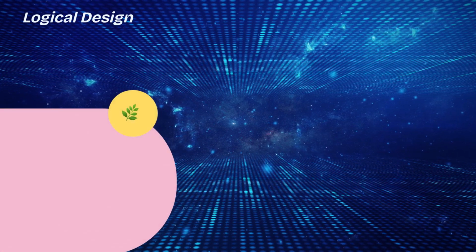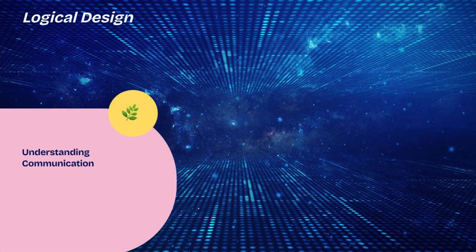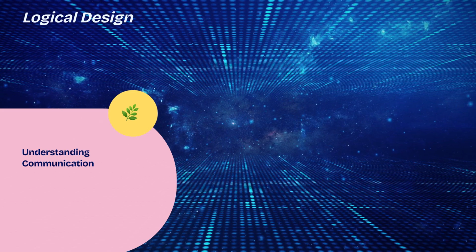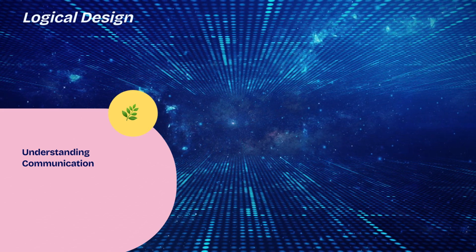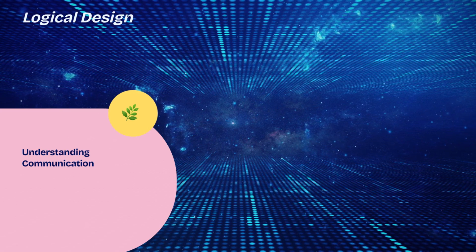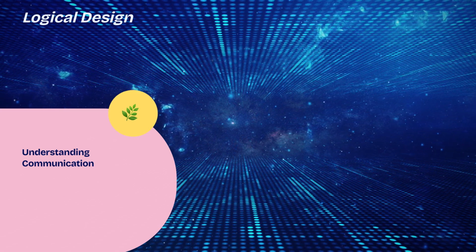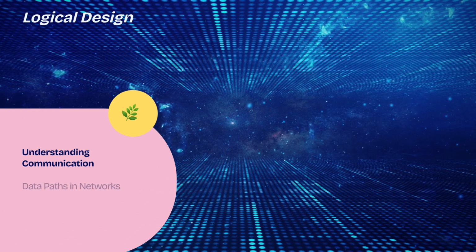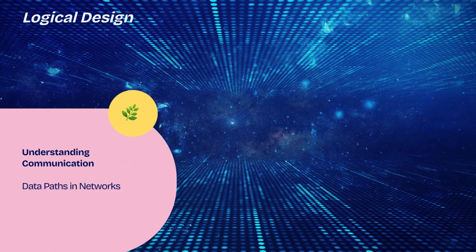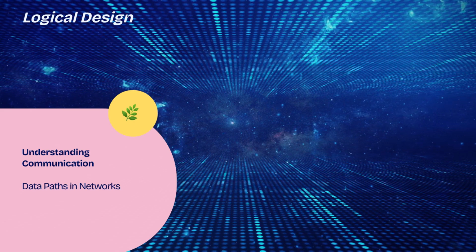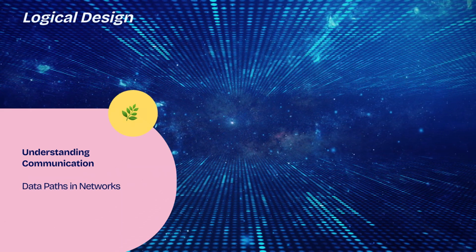One key aspect of logical design is understanding the communication flow. How does data move from one end of your network to another? Imagine you're sending an email from your laptop to a colleague's phone. What path does that email take? This is where your diagram becomes invaluable, showing not just the physical connections, but the logical ones, the paths data might take through your network.